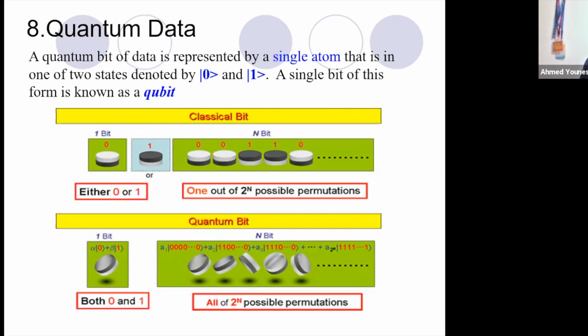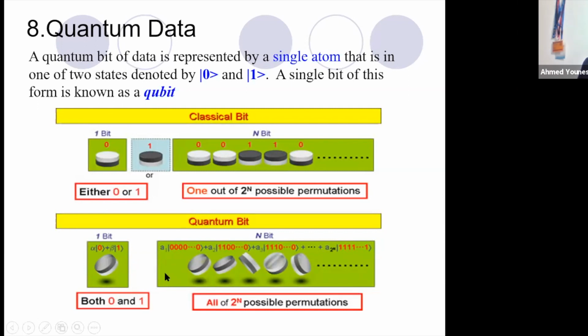Just to understand the difference between the basic unit of information in a classical computer and in a quantum computer, we have to remember that the basic unit in a classical computer is a classical bit, which can be in one of two states, one at a time, 0 or 1. But on a quantum computer we have what we call a qubit, a quantum bit. A quantum bit is different from the classical bit in that it can be in a superposition of both 0 and 1 at the same time. So classically, the bit can be 0 or 1, but on a quantum computer, the qubit can be in a superposition of both.